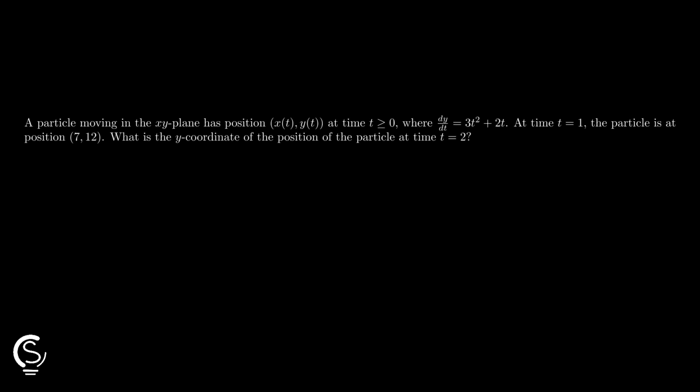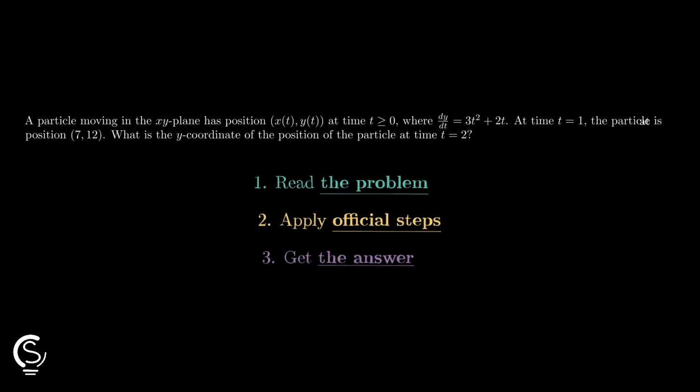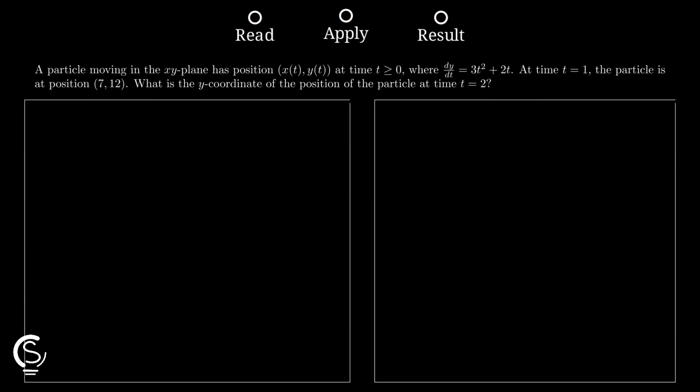Calculus problems like this are actually super fast to solve if you know the trick. Let's find that y coordinate at time 2 right now. First, we need to find the total change in the y position by integrating the given velocity function. We will set up a definite integral from time 1 to time 2.